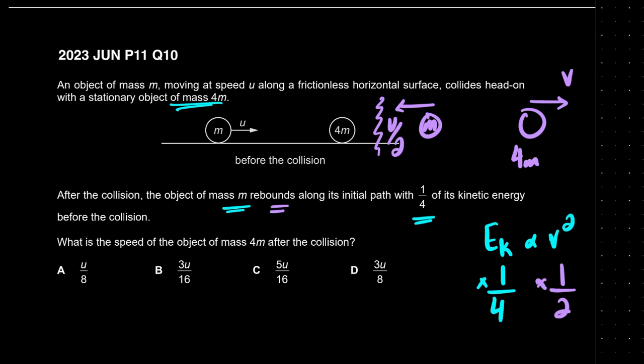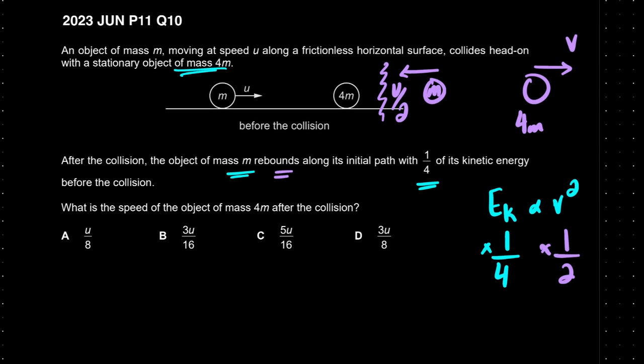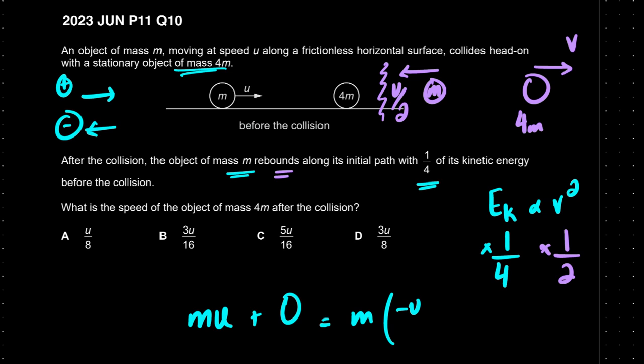So now you use conservation of momentum. So total momentum before equals total momentum after. So previously it's mu, plus 0 because of the 4m object not moving, and then it's going to be m. But because it's now moving towards the left, I again use a sign convention that right is positive, left is negative. So this is negative u by 2 and 4m times v.